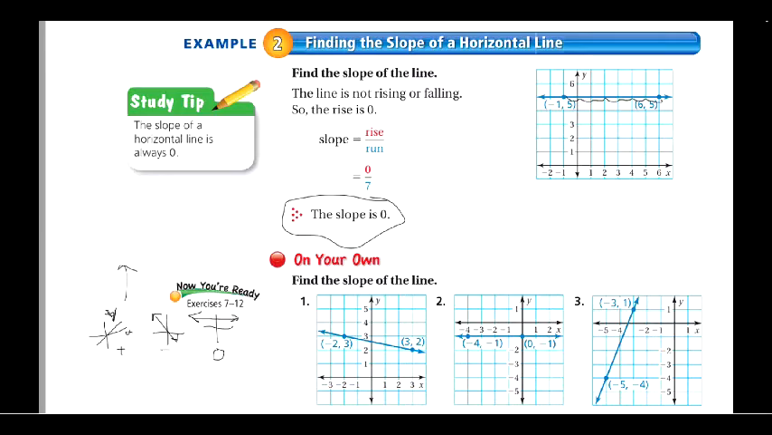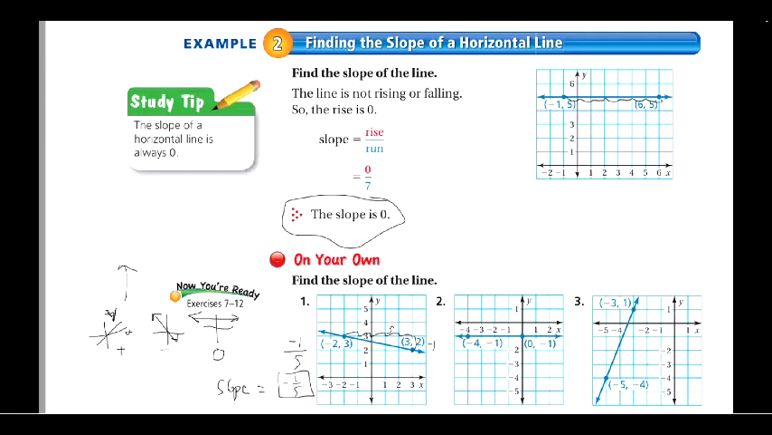Let's look at our own examples. For our first example here, it's pretty easy. We just require some counting. So let's go 1, 2, 3, 4, 5. So it goes over 5, and it goes down 1, or -1. So let's put our change in y over our change in x. It changes in y by -1, and it changes in x a total of 5. That, simplified, really just looks like -1/5. So you can even say slope equals -1/5.